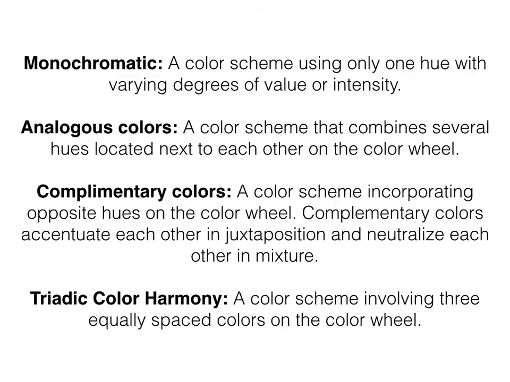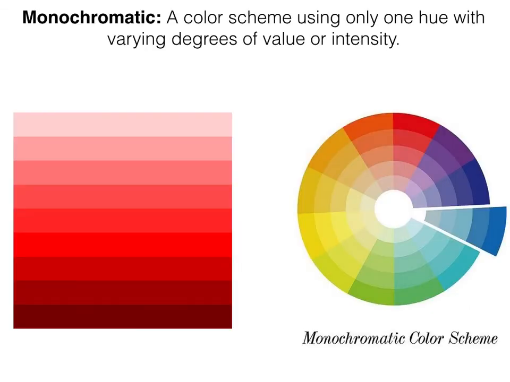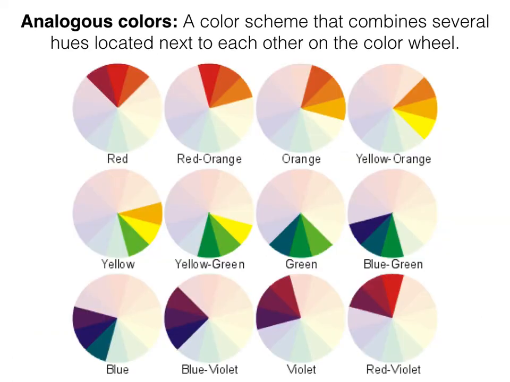Okay, our first example is going to be monochromatic. Monochromatic is a color scheme using only one hue with varying degrees of value and intensity. In this example on the left side, red has been isolated. It's just one little sliver of that 12-part pie, and then we've added all of the tints and shades to that color. So you're adding a little bit of white on one side and a little bit of black on the other, but it's all the different values and hues that you can get out of just the color red. So just one color, monochromatic, one color in that color scheme.